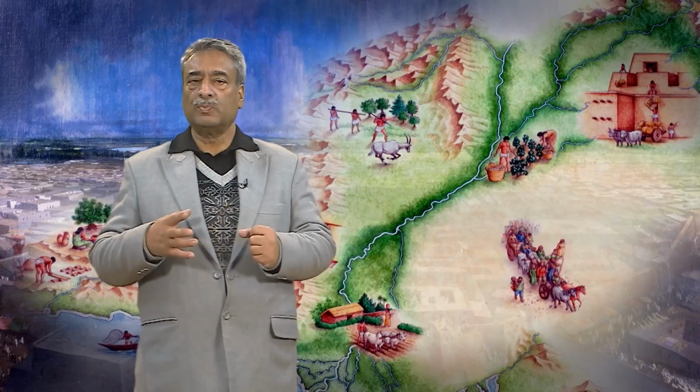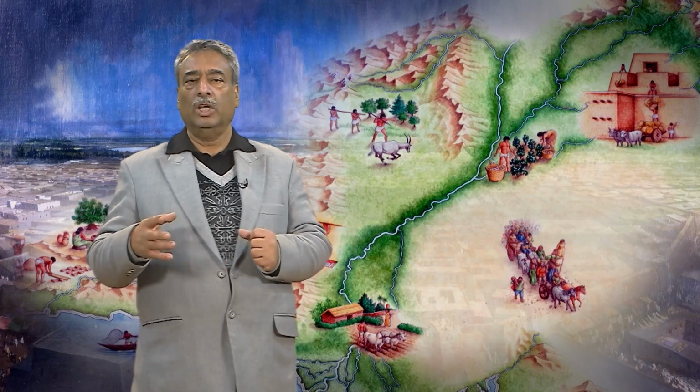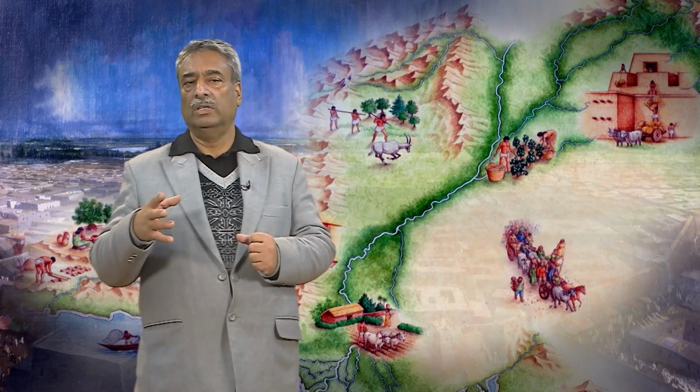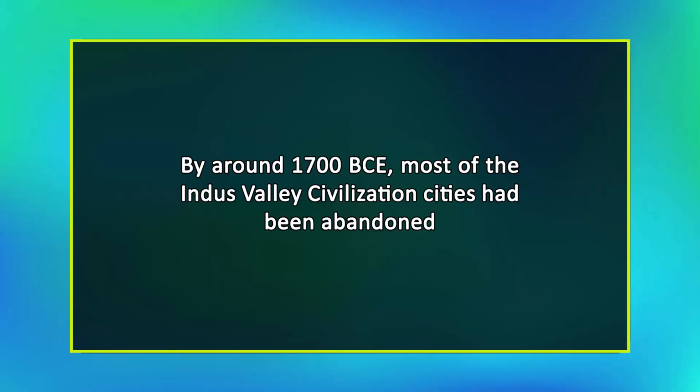The Harappans may have migrated towards the Ganges basin in the east, where they could have established villages and isolated farms. These small communities would not have been able to produce the same agricultural surplus to support large cities. With the reduced production of goods, there would have been a decline in trade with Egypt and Mesopotamia. By around 1700 BCE, most of the Indus Valley civilization cities had been abandoned.